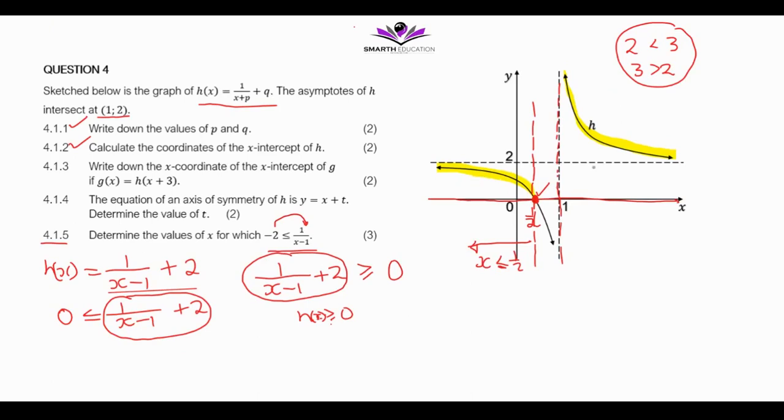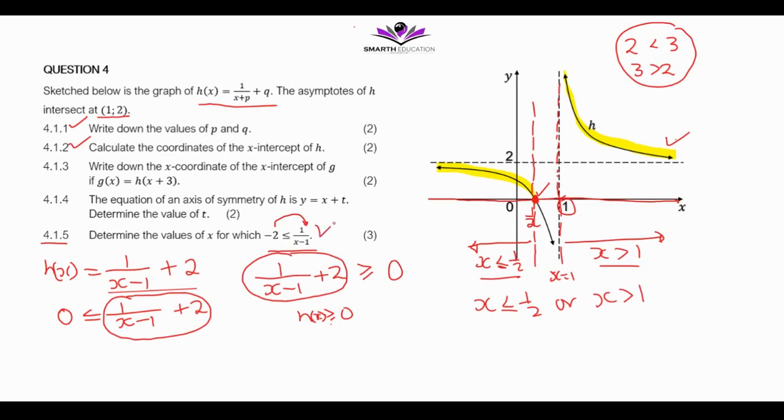That's what it means. And then let's not forget this side, this arm. We're moving from 1. X is equal to 1 here. Then we're going to the right. So it means when x is greater than 1, we cannot include 1 because x is equal to 1 is the asymptote. The graph will never touch the asymptote. This is our solution. H of x is greater than or equal to 0 when x is less than or equal to 1 over 2, or when x is greater than 1.